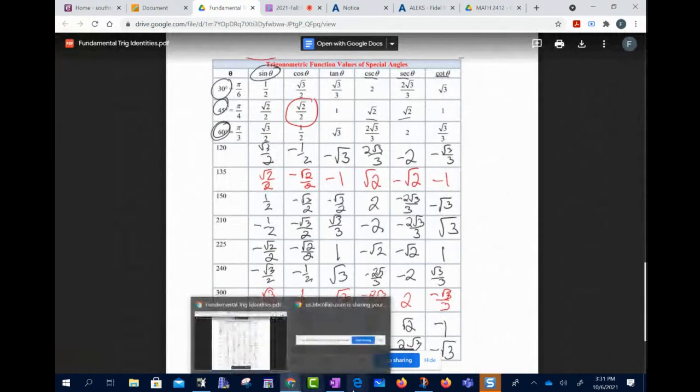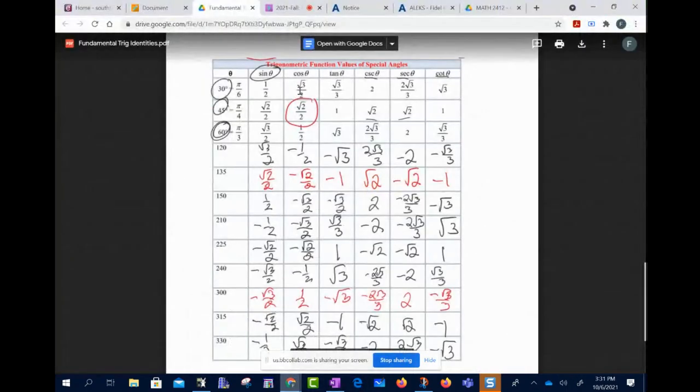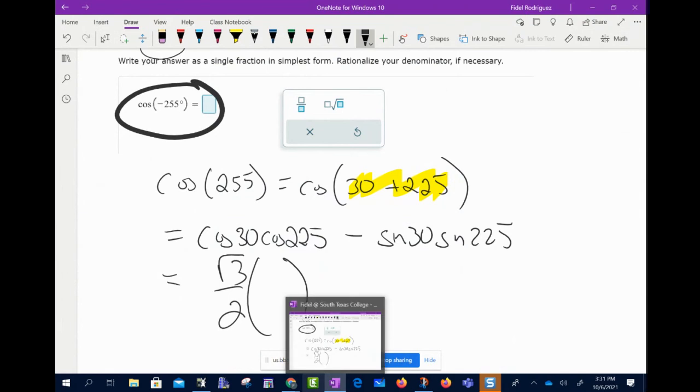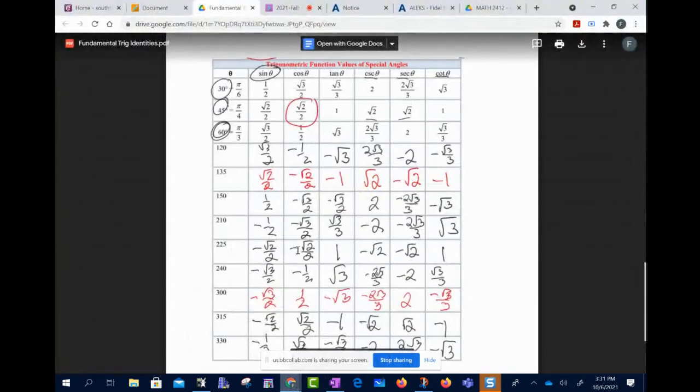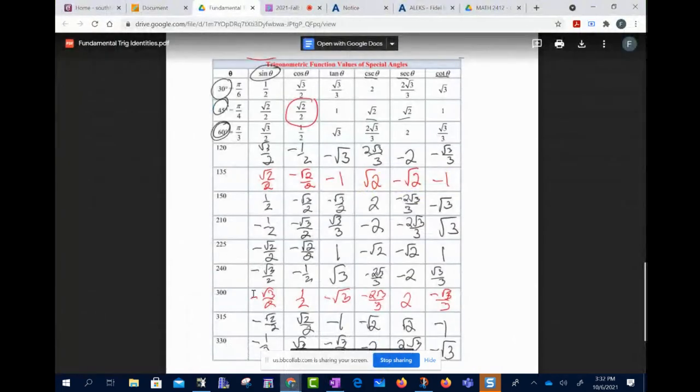So if I come back to my notes, we have cosine of 30. What's the cosine of 30? Now, look up here. Square root of 3 over 2, right? So right here, y'all, I'm going to put square root of 3 over 2. Cosine of 225 is negative square root of 2 over 2. Minus sine of 30, which is 1/2. And sine of 225 should also be negative square root of 2 over 2, right there.